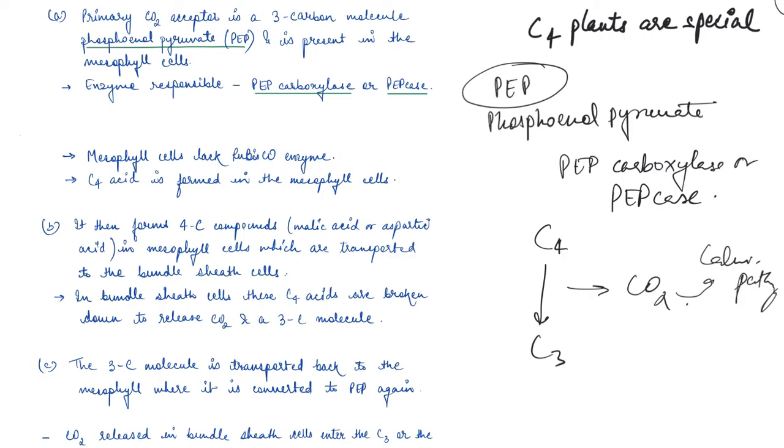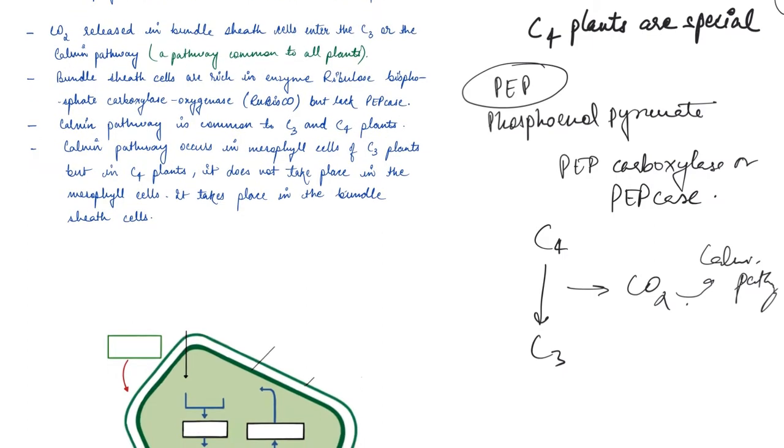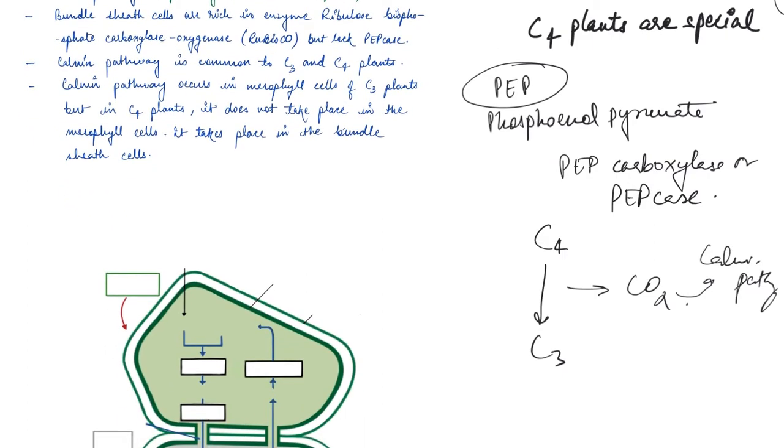Okay. Now these bundle sheath cells, remember guys, these bundle sheath cells are rich in the enzyme Rubisco, right? But they lack the other one, which is PEP carboxylase or PEPcase, right? So basically here, after the carbon dioxide is released, the Calvin cycle happens in the bundle sheath cell. So basically now the Calvin pathway is common.